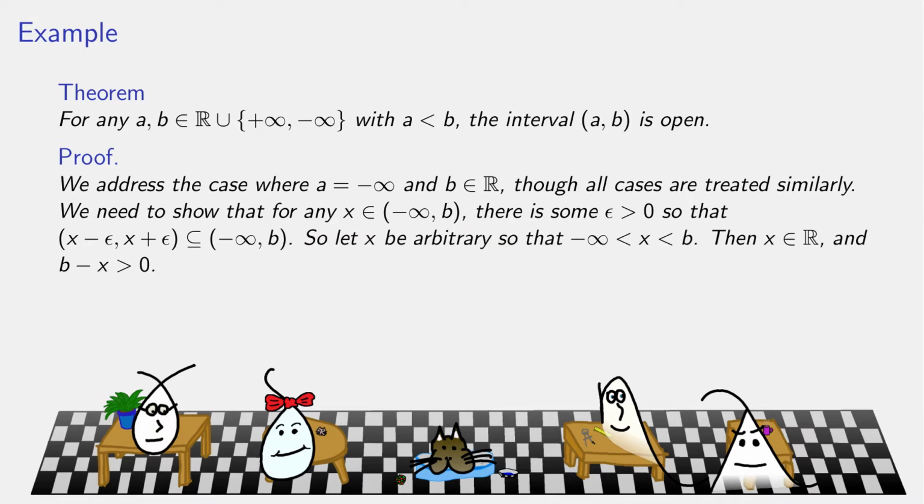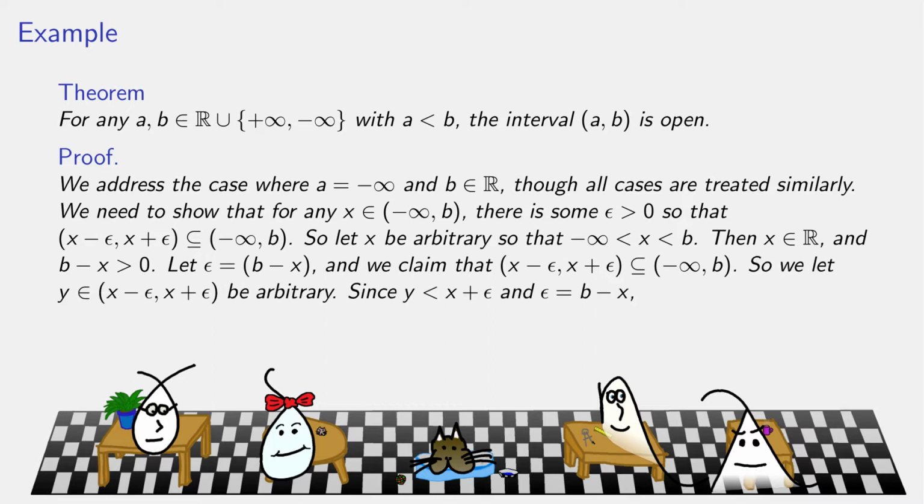So pick any x in the interval. So x is an arbitrary real number in between minus infinity, which is a tautology, and b. So it's a real number, and therefore b minus x is positive because x was less than b. If I subtract x from both sides, b minus x is a positive number. That's going to be our epsilon. So x minus (b minus x) to x plus (b minus x) is all going to be in the interval from minus infinity to b.